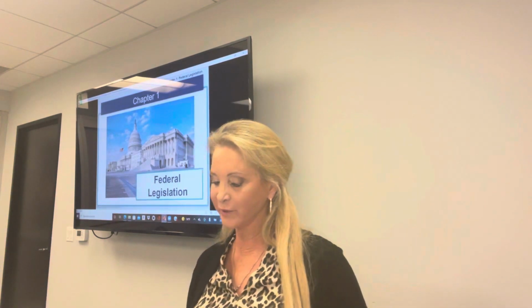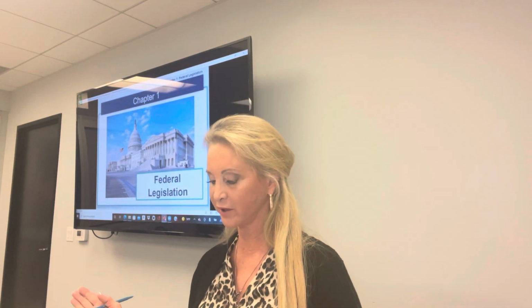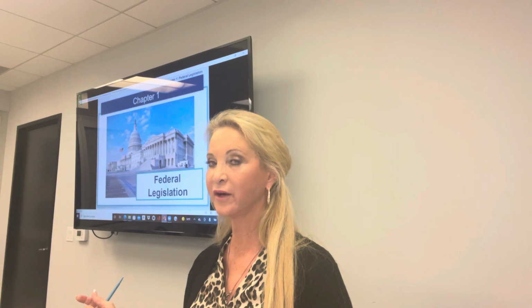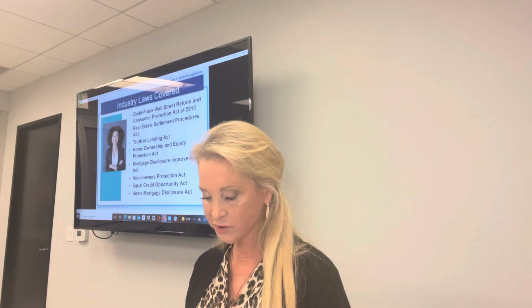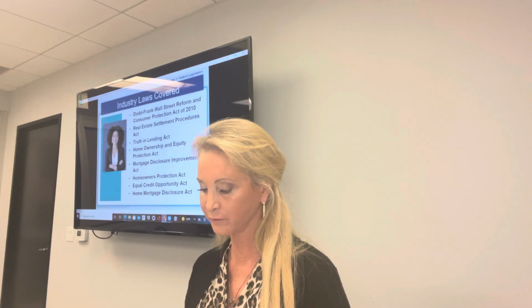Just jumping in and reading what it says in there, I am going to tell you about different ways that I remember the stuff about the Dodd-Frank Wall Street Reform and Consumer Protection Act. So on page 2, it says Dodd-Frank Wall Street Reform and Consumer Protection Act 2010.